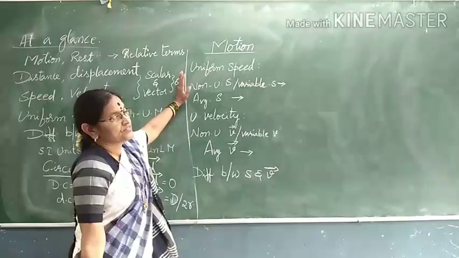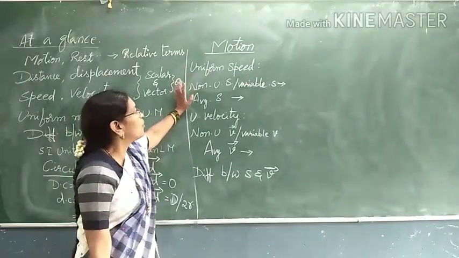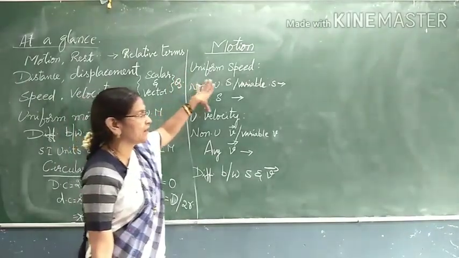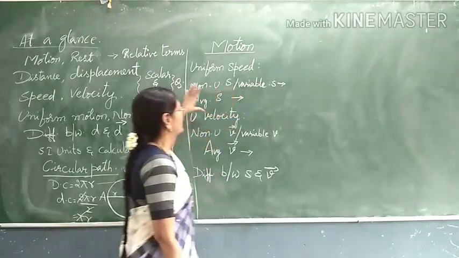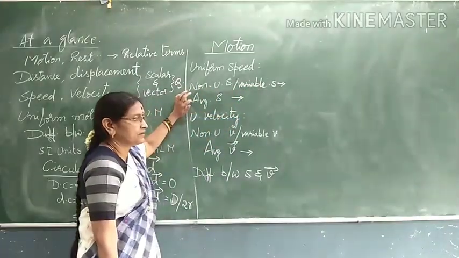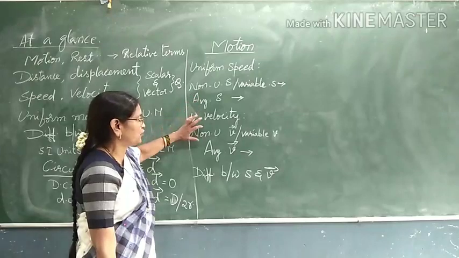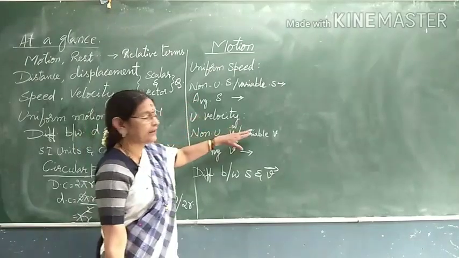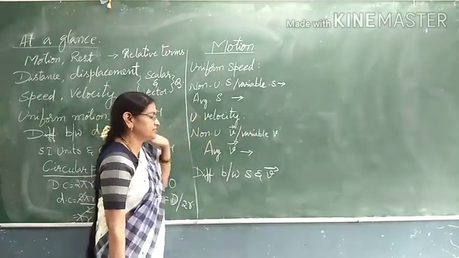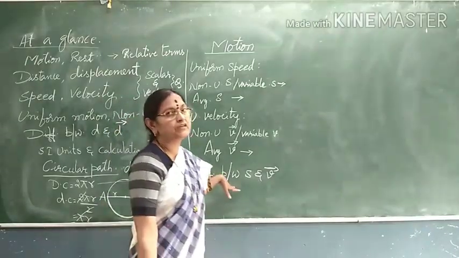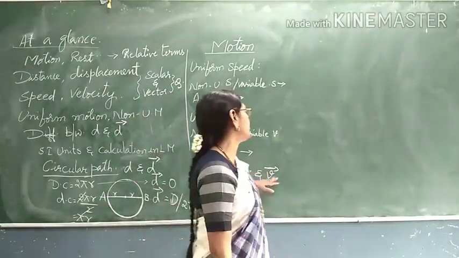Now, what is uniform speed? What is non-uniform speed or variable speed and average speed? Uniform velocity and non-uniform velocity or variable velocity and average velocity. Differences between speed and velocity also we are going to take up.